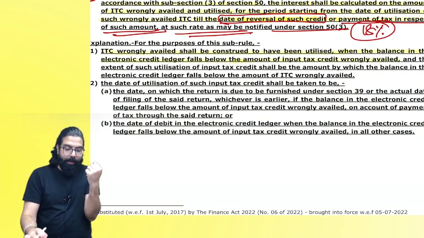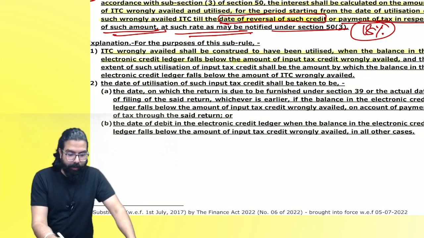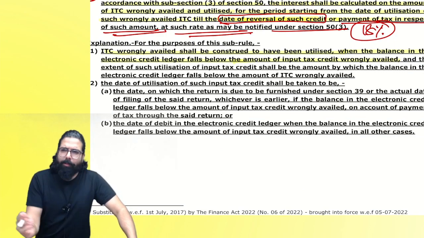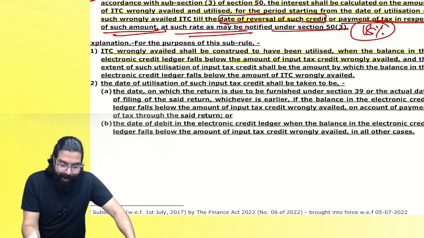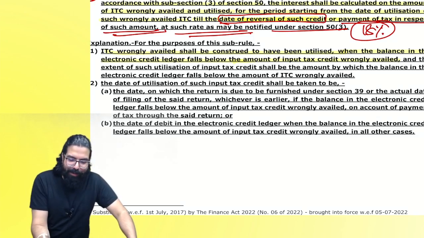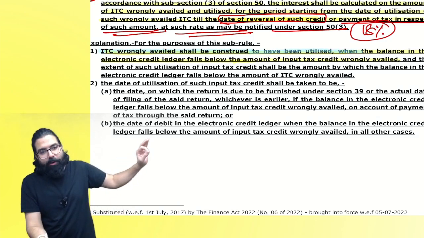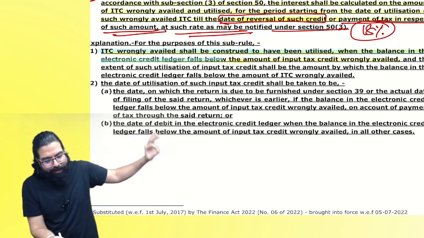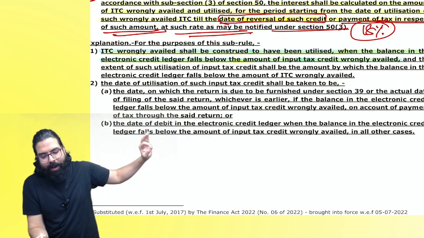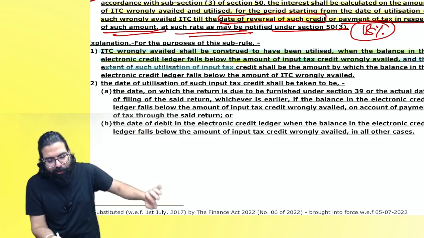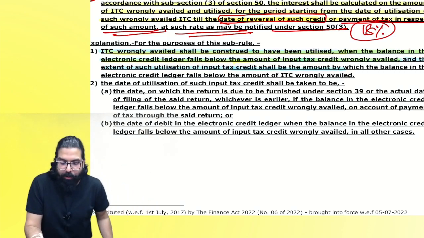They have complicated it. You are reading, you will think, oh, what is this? Here, see. They have not complicated it. They have written it right only. Your level now is complicated. ITC wrongly availed shall be construed to have been utilized when the balance in the e-credit ledger falls below the amount of ITC wrongly availed, and the extent of such utilization of ITC shall be the amount.